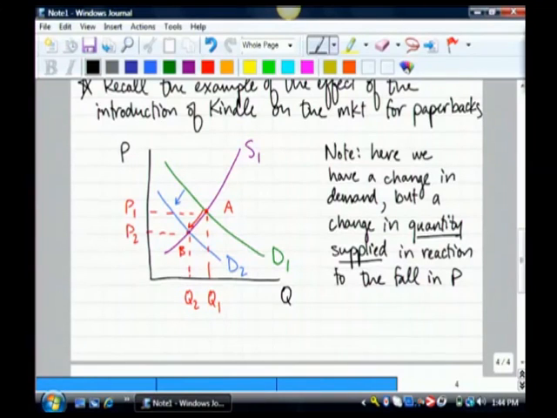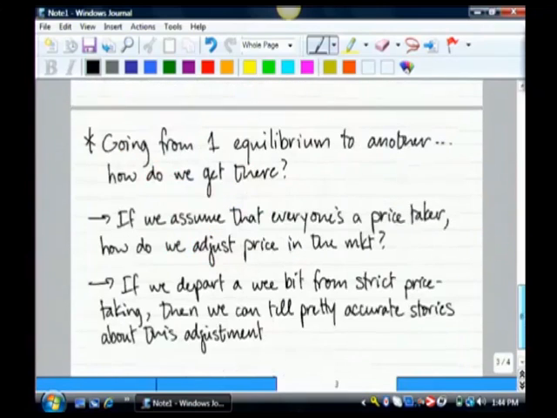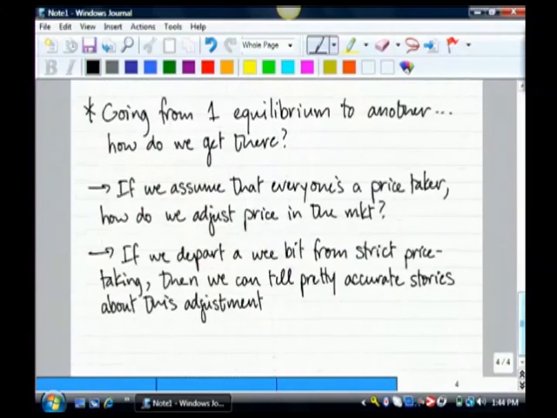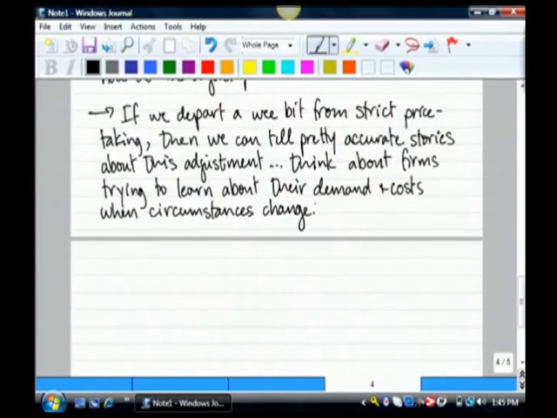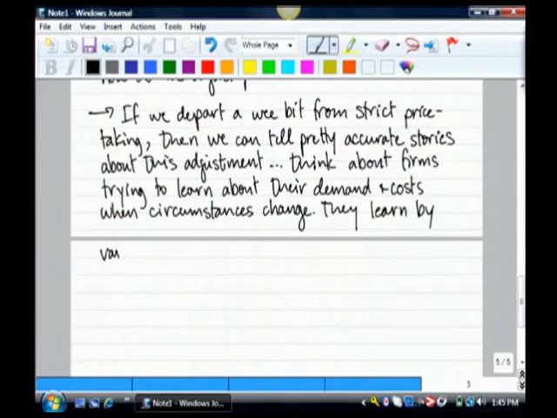I learned, right? A colleague that I knew a while back wrote a really nice paper about that. He says, well, if we go into the real world, firms don't exactly know what demand they're facing. So what they're going to do is voluntarily change the price up and down a little bit and see what happens. And from that, they're going to estimate what the demand curve looks like. So you can also think about firms trying to learn about their demand and costs when circumstances change. And the idea is they learn by varying P and Q a little.